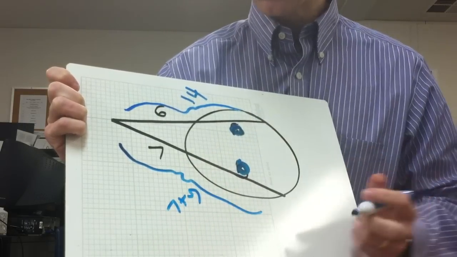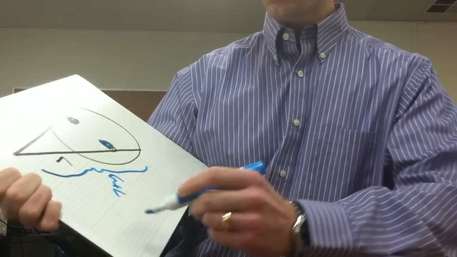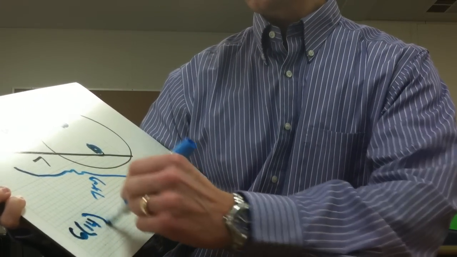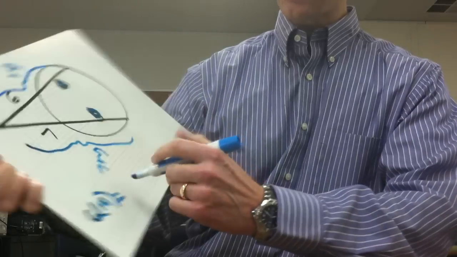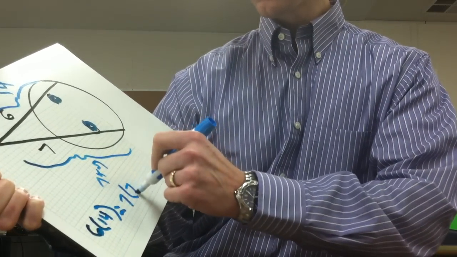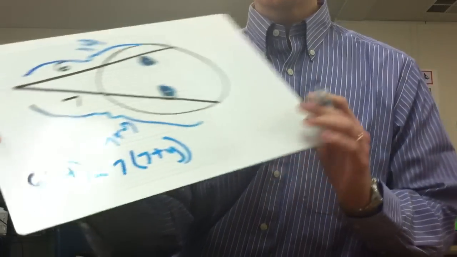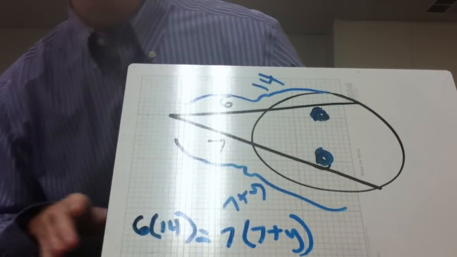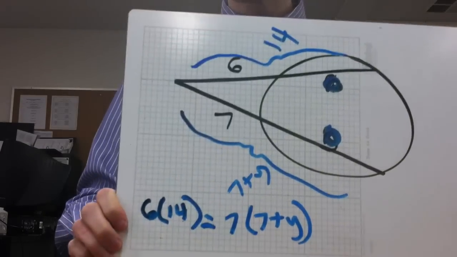And we wouldn't need the part inside. So the equation then would be 6 times 14 equals 7 times 7 plus Y. And then you could distribute and solve that for Y, and you should get 5. So I wanted to give you an example that had numbers in it.